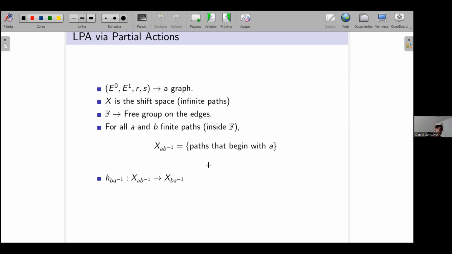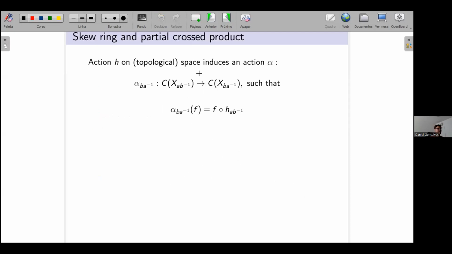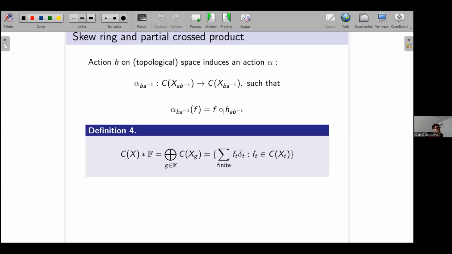And okay, this action, which was just a set action, I could also see as a topological one if I want, but it induces an action on the functions level, where here I'm having continuous functions. It could also be just the functions generated by the characteristic functions of these sets, right? The standard contravariance: a function just composed with the h inverse.